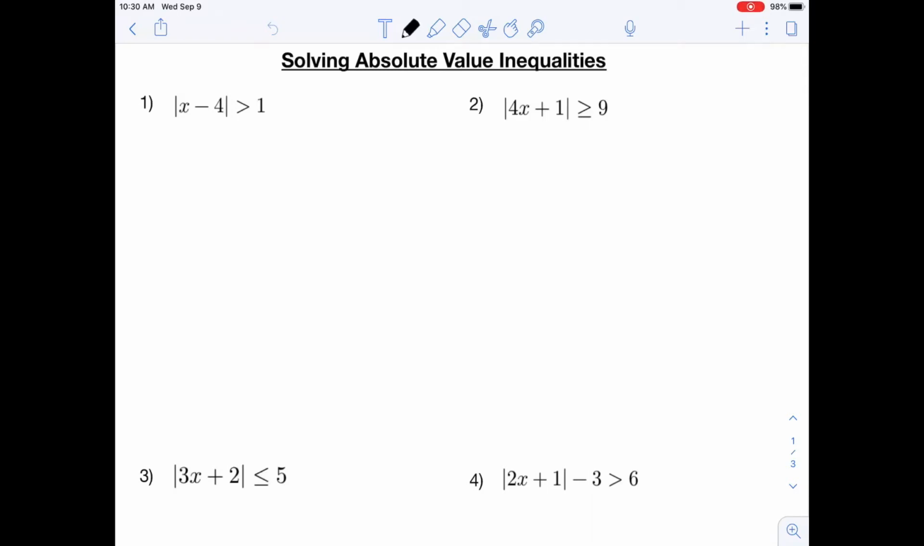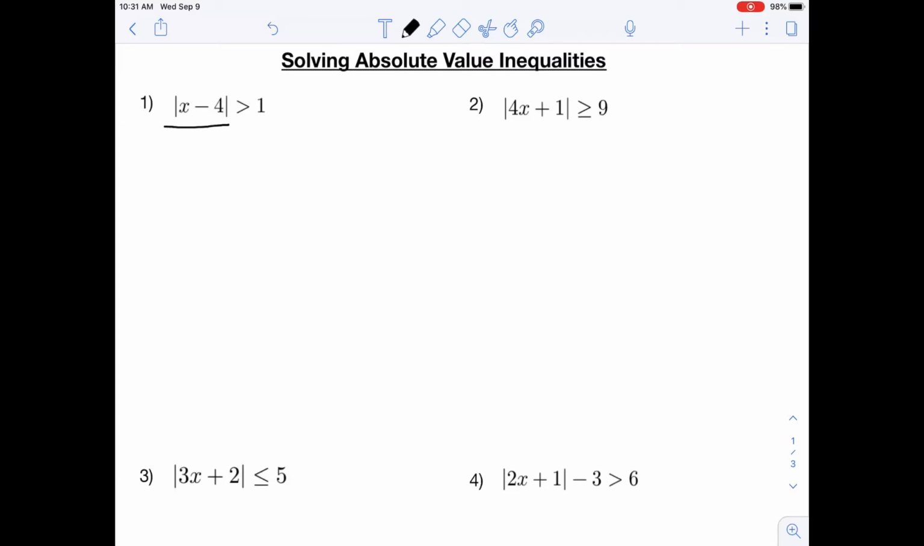Hi guys, so we're going to pick up with solving absolute value inequalities. So let's go ahead and get started with number one. What you want to do first is make sure that the absolute value is by itself on one side. Now in this case it is by itself, so we don't have to manipulate or move anything before we go ahead and solve it.